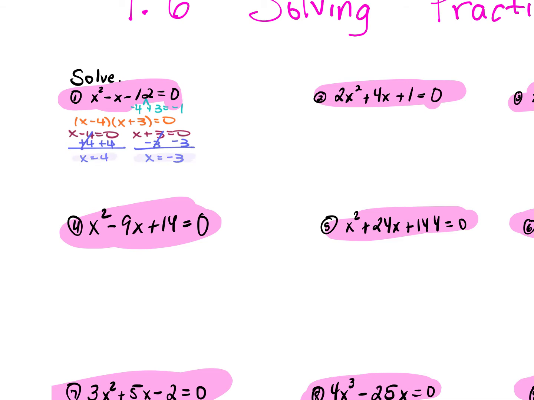For number 2, we have 2x squared plus 4x plus 1 is equal to 0. Do we have a greatest common factor that we can factor out first? We don't. We don't have anything that we can factor out. Just because that x squared has a 2 on it and that x has a 4 on it, that c term, that 1, would have to be a factor or a multiple of 2 in order for you to factor out a greatest common factor.